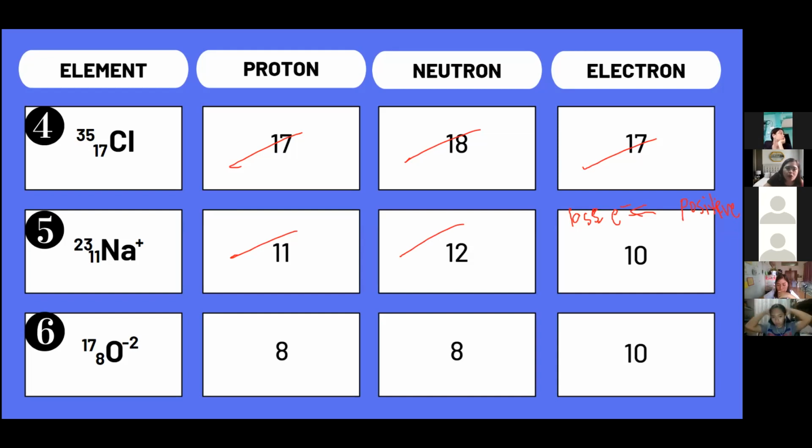So how will you know kung unsa kadaghan ang iyahang na-lose? By the number dinhi sa iyahang charge. Pag automatic gani either positive or negative lang ang nakasulat, 1 na siya class. Okay? 1 na siya automatically. So, positive 1 siya, meaning mas daghan daw og isa iyahang proton. So, this is 10 here. Meaning si sodium nag-lose na siya og isa ka electron. So, your answers are correct.